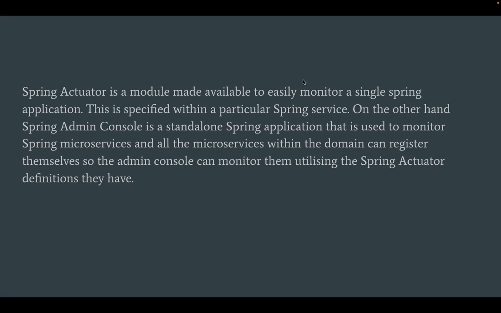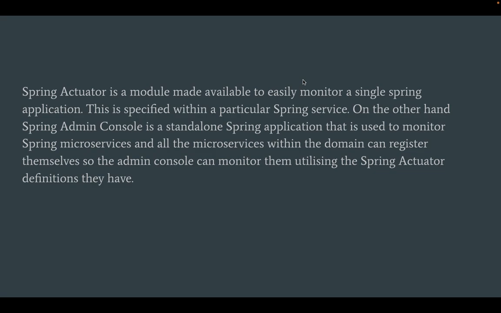And then this is specified within a particular Spring service. So that particular microservice will have a Spring Actuator specified within it. So it's like it's embedded within the microservice itself. And then on the other hand, Spring Admin Console is a standalone Spring application. So it's like Spring Admin Console is a Spring microservice itself, and it is used to monitor Spring microservices.